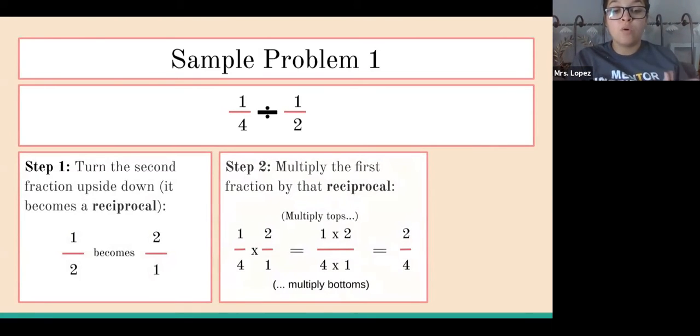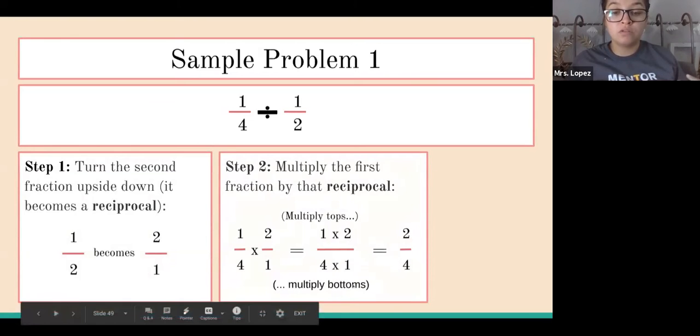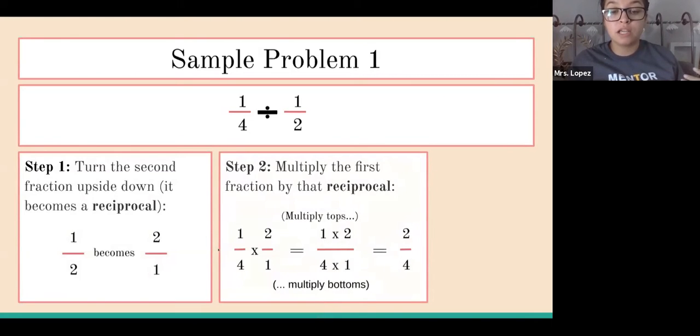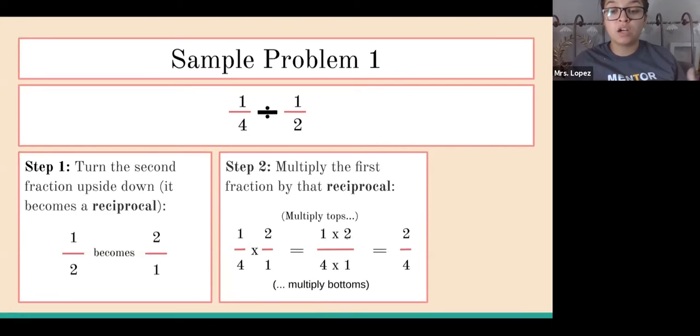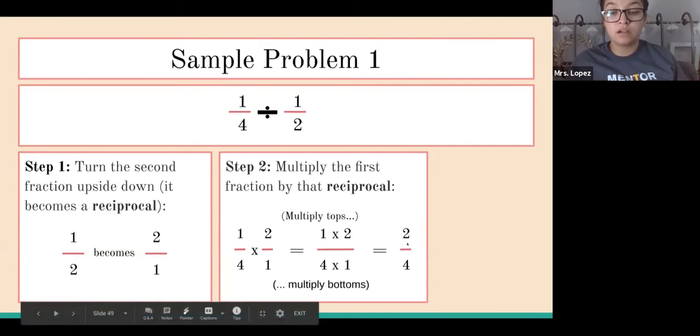So we have 1/4 times 2 over 1. Whatever you multiply in the top, you're going to multiply in the bottom too. So you're going to multiply the tops by each other and the bottoms by each other. So 1 times 2 divided by 4 times 1, or 1 times 2 in the numerator and 4 times 1 in the denominator. So that gives you 2 in the numerator and 4 in the denominator.